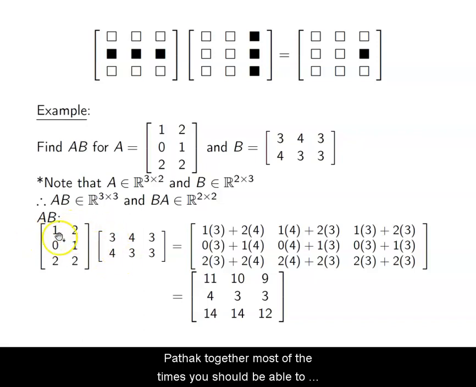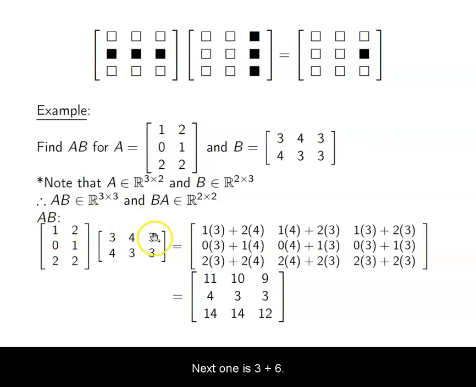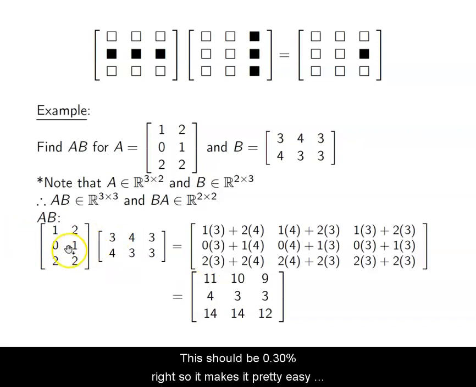So 3 plus 8. The next one is 4 plus 6, so that should be 10. The next one is 3 plus 6, so that should be 9. And then 0 times 3 is 0, plus 4. This should be 0 plus 3. 0 plus 3, right?